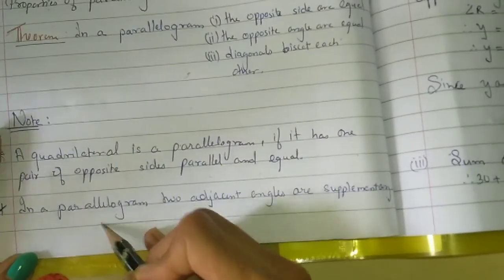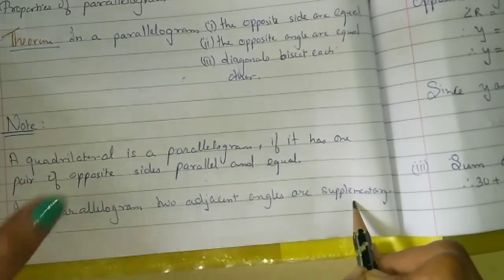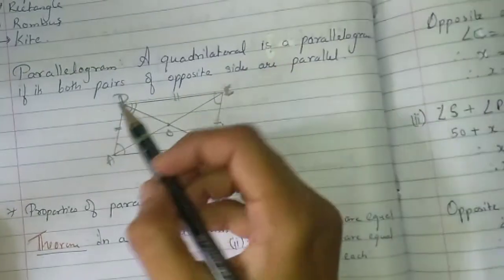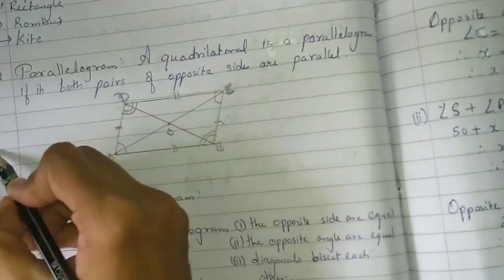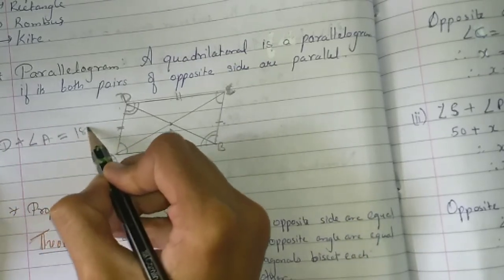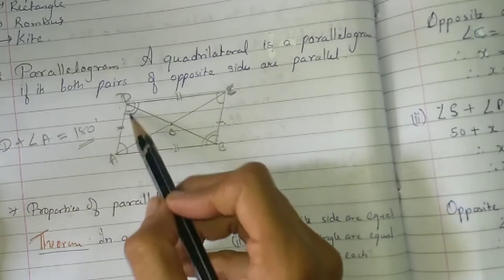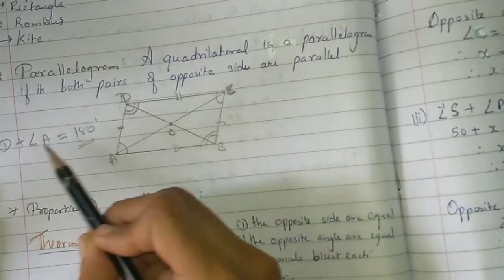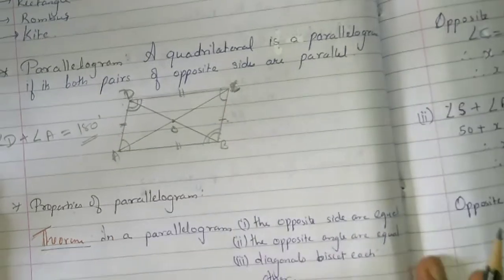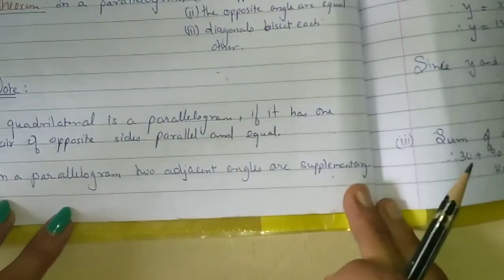In a parallelogram, two adjacent angles are supplementary. Two adjacent angles means these two angles, angle D plus angle A, which is equal to 180. Supplementary angle means 180 degrees. When we add these two angles, it should be 180. So in a parallelogram, two adjacent angles are supplementary.